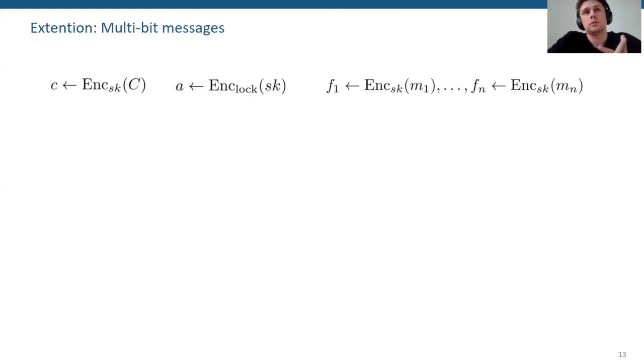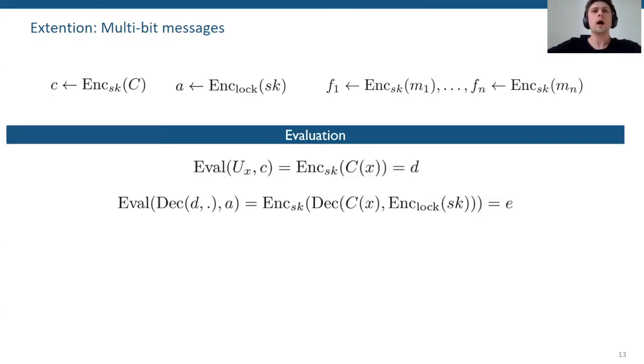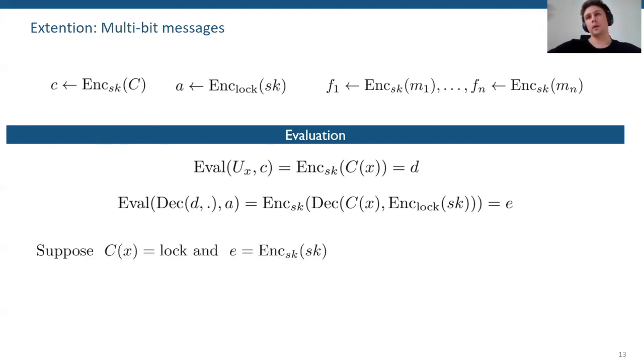So when C of X is equal to the lock value, we are going to publish additionally encryptions of the bits of the message. Now, evaluation for the most part goes exactly the same as it did for the base construction. But additionally, when we evaluate the ciphertext to the lock value and get our key cycle, we are able to decode the bits of the message as follows.